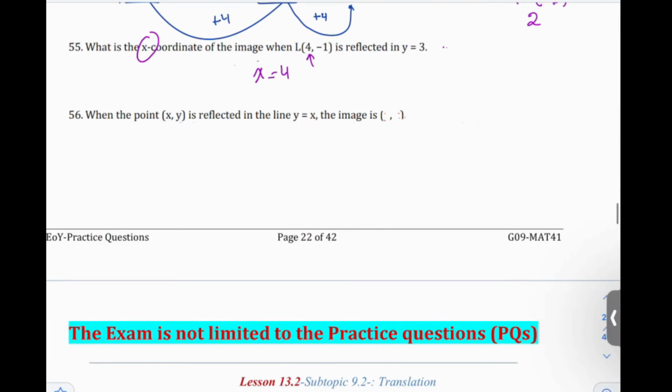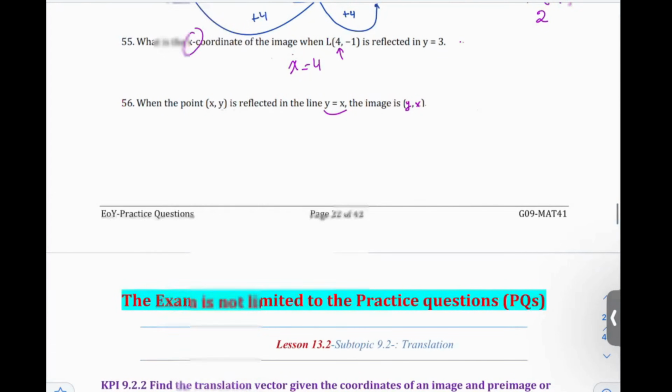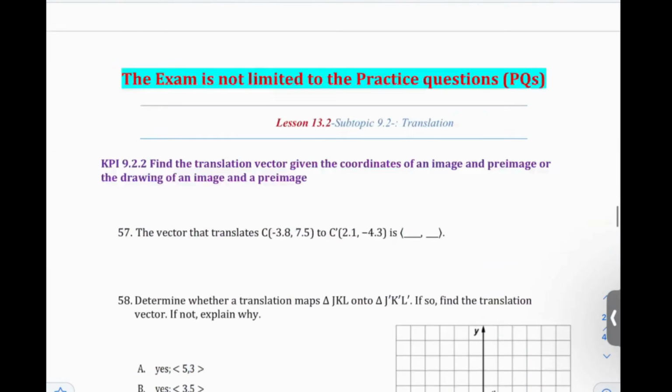When the point (x, y) is reflected across y equals x, according to the formula, it will be flipped. It will be (y, x) only. That's all about reflection, and it's easy to know.